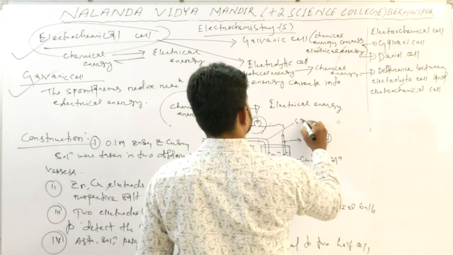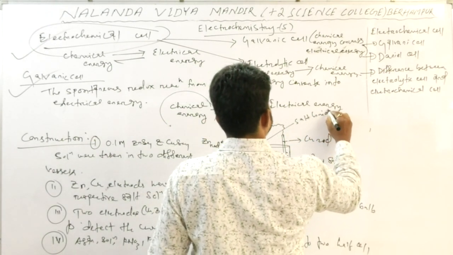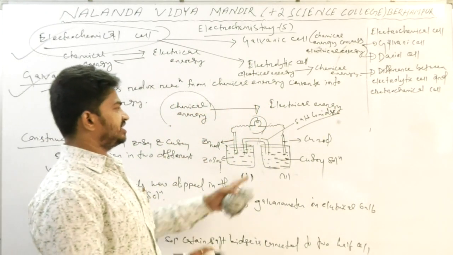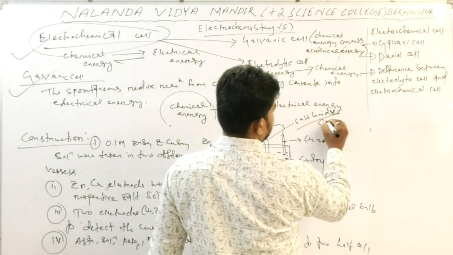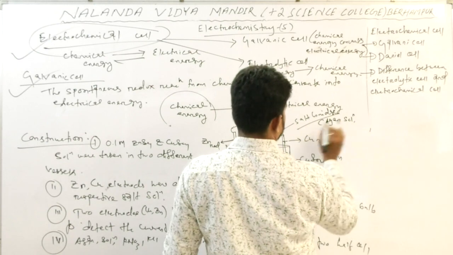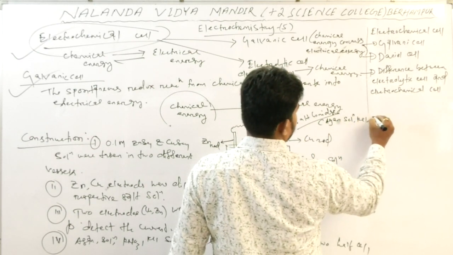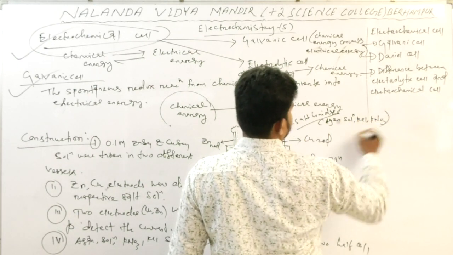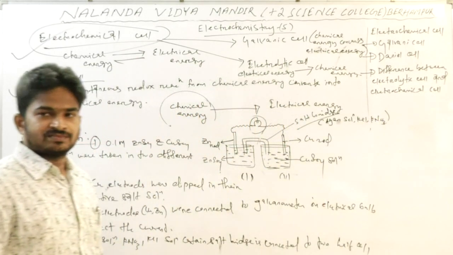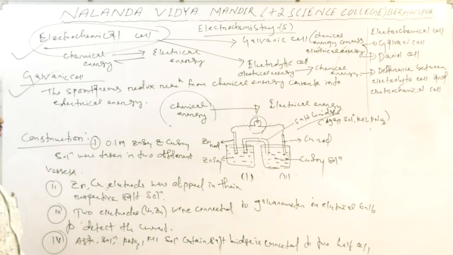This is the salt bridge, which contains agar solution and potassium chloride, potassium nitrate solution is present. These are all about construction. Then next we need to focus on its working, or we can say its functions.